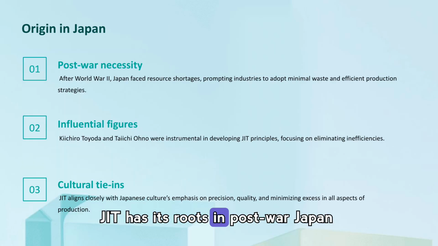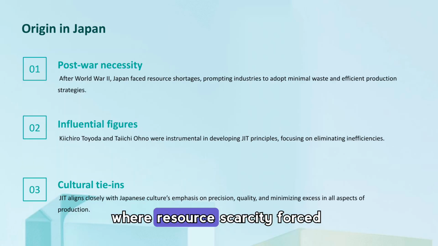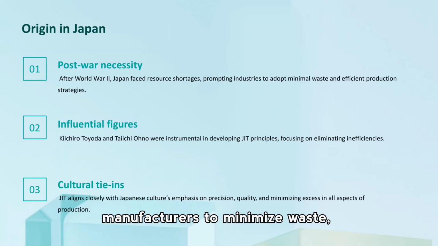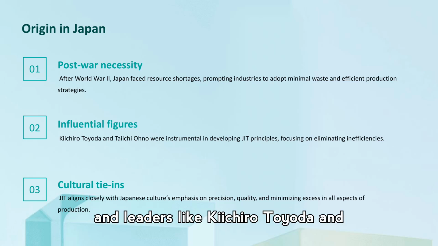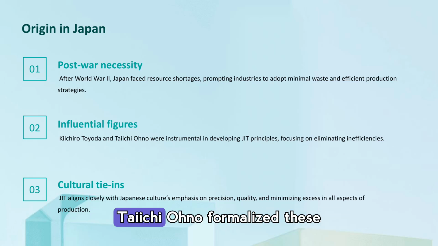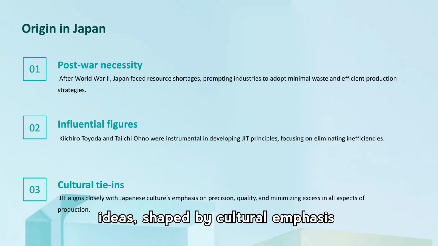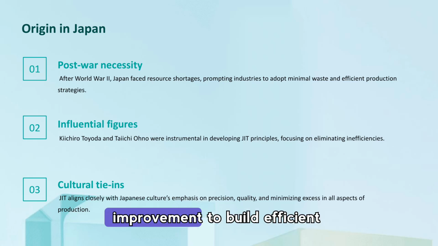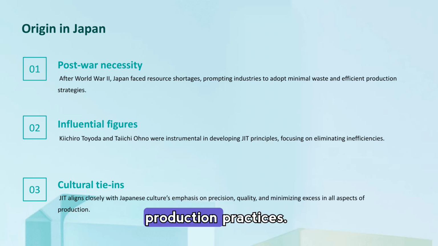JIT has its roots in post-war Japan, where resource scarcity forced manufacturers to minimize waste, and leaders like Kiichiro Toyoda and Taiichi Ohno formalized these ideas, shaped by a cultural emphasis on precision and continuous improvement to build efficient production practices.